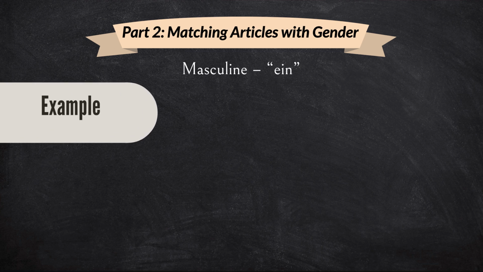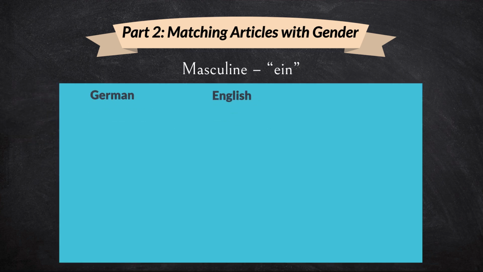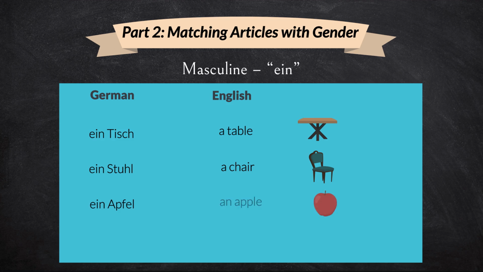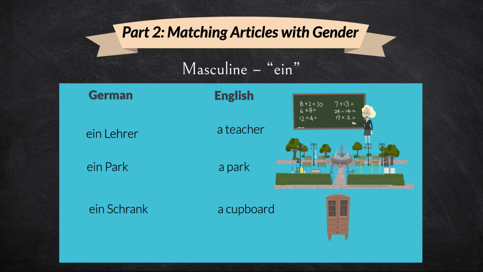Here are some examples. Ein Tisch means a table. Ein Stuhl means a chair. Ein Apfel means an apple. Ein Hund means a dog. All these words are masculine. So we say ein before the noun. These are more examples. You can stop the video and read.